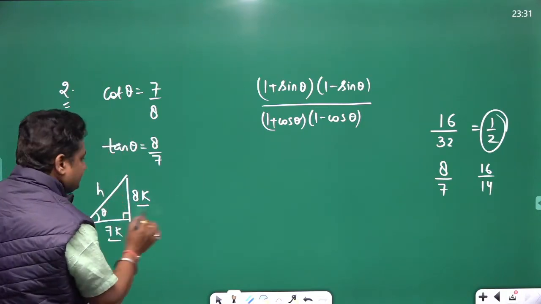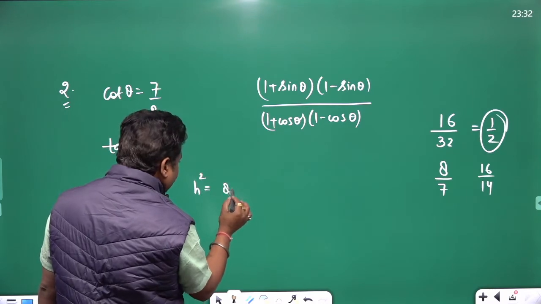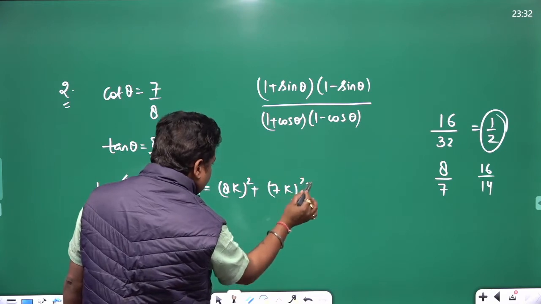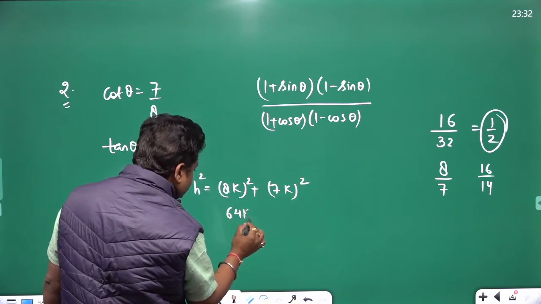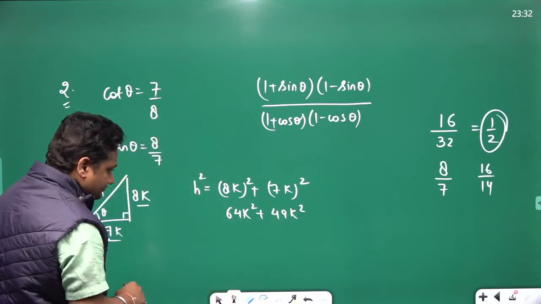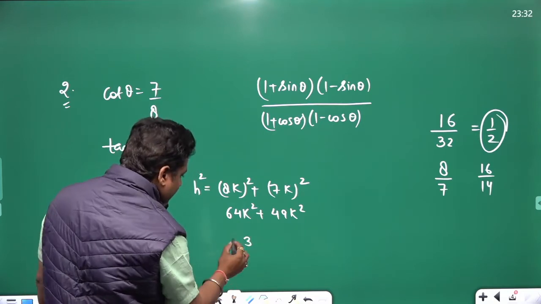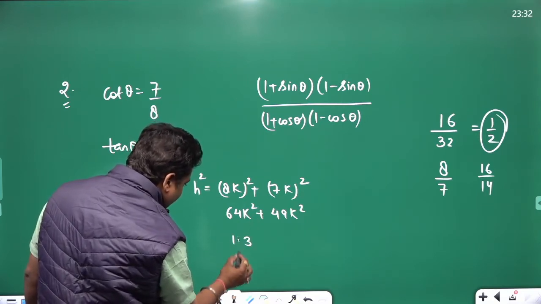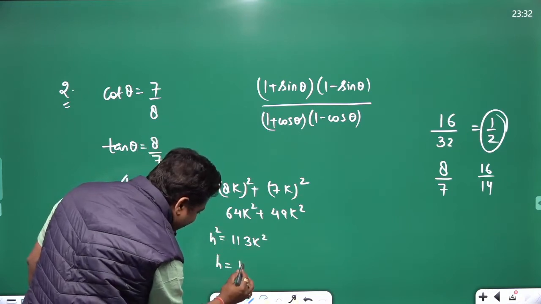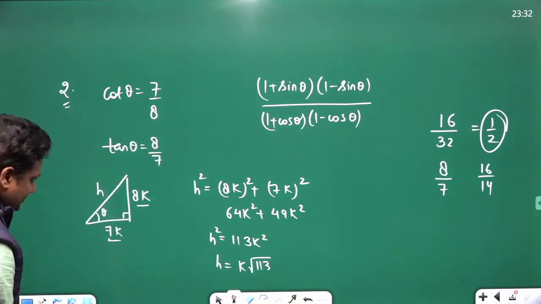So this is h. So h square is equal to (8k) square plus (7k) square, which will be equal to 64k square plus 49k square. We add up: 9 plus 4 is 13, 1 carry, and 6 plus 4, 10, so 113k square, that is h square. So h will be equal to k times root 113. So this is the value of h.